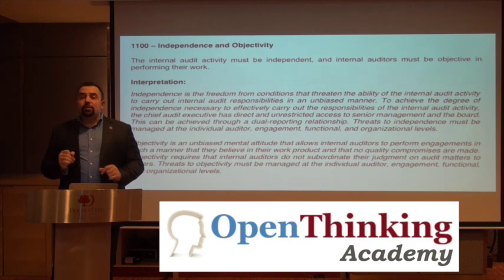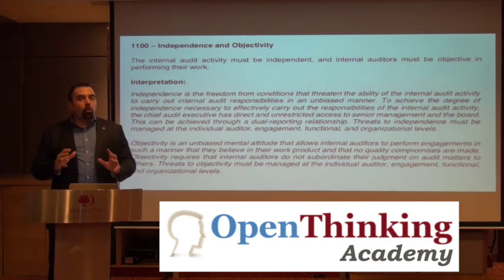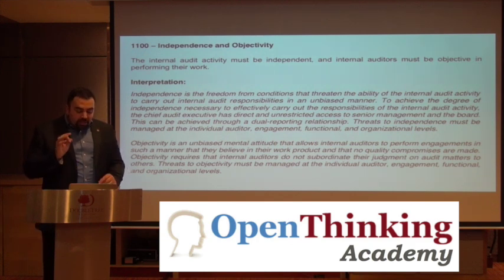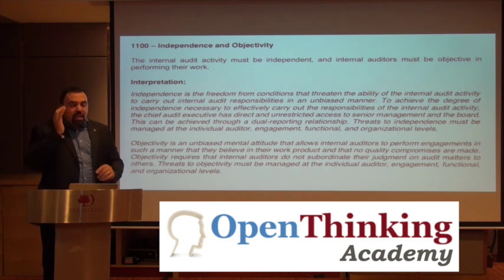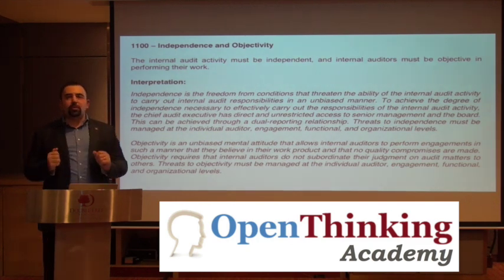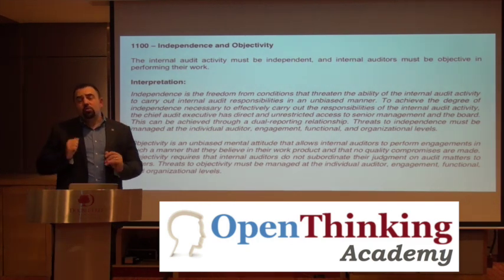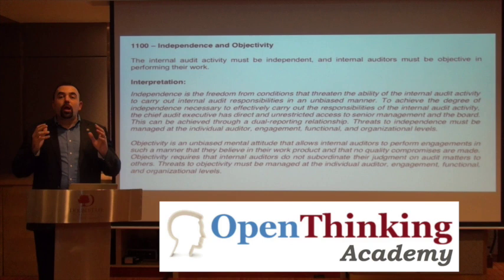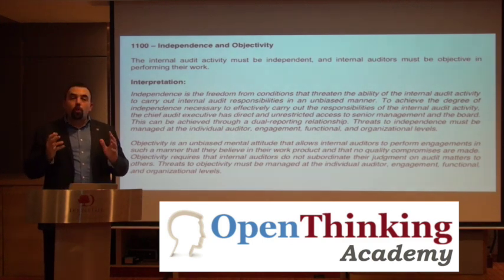Second, what is objectivity? We discussed objectivity is all about what? It was all about conflict of interest. So they say objectivity is an unbiased mental attitude. It's how you think as an internal auditor when you are performing your job. If you are auditing your friend, you are not going to be objective. If you are auditing your cousin, you are not going to be objective. If you are auditing someone that you have relationship with, you are not going to be objective. So objectivity is all about your ability to perform your job without any conflict of interest.